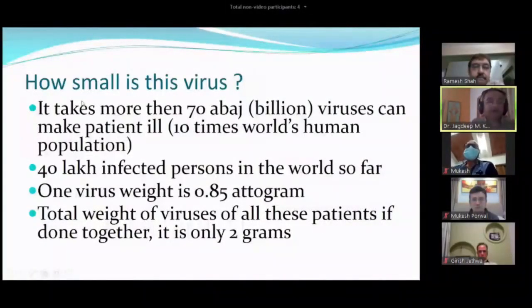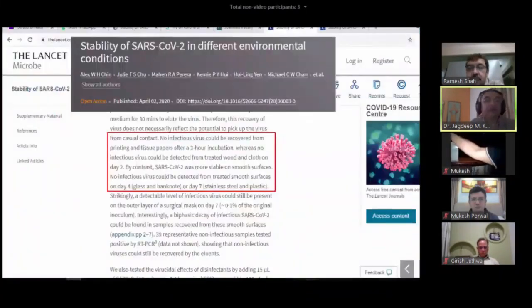Now, how small is this virus? It takes more than 70 billion viruses to make one patient ill. That is 10 times the world's human population. There are about 40 lakh infected persons in the world so far, and one virus weighs 0.85 attogram. So the total weight of viruses of all these 40 lakh patients, if put together, is only 2 grams.